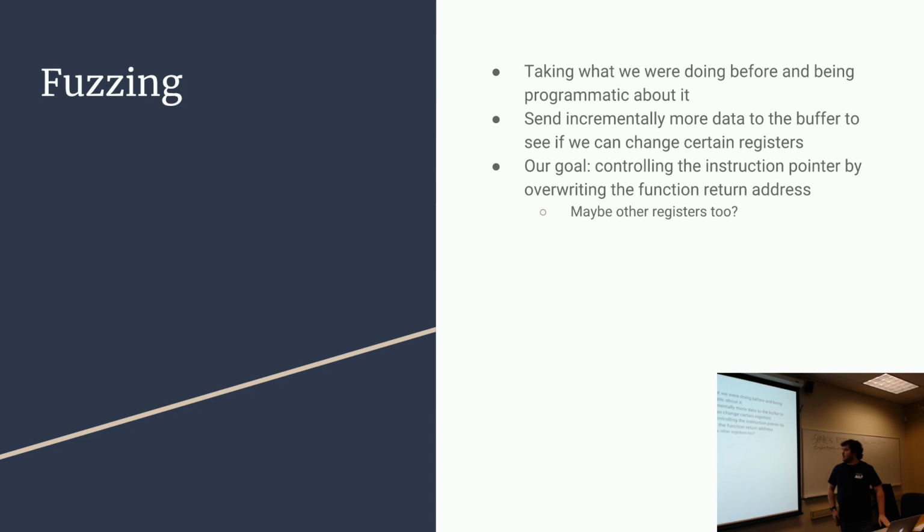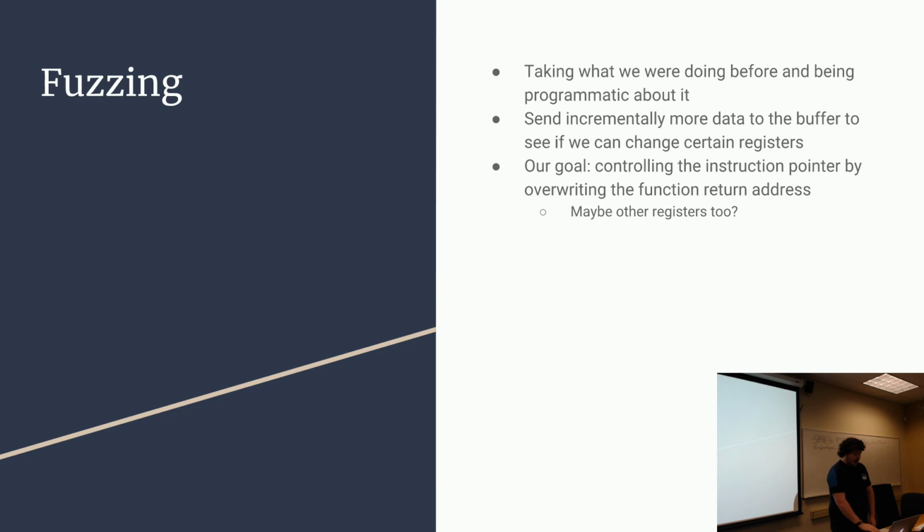So the first step when you get into binary exploitation is fuzzing. Basically, you take what we were doing before, typing a bunch of A's, and make it programmatic. You increase the amount of data you send into the buffer until you see a crash, and keep track of the length of that data. Now I know how much data I have to send to get it to crash. Our goal is to control the instruction pointer so that we can run our own code, maybe other registers too.